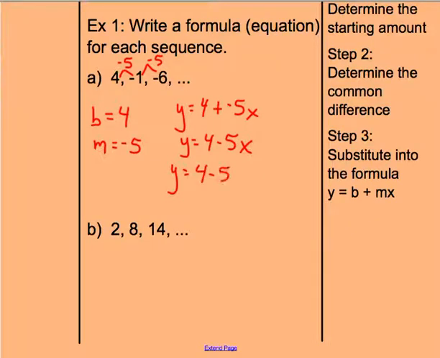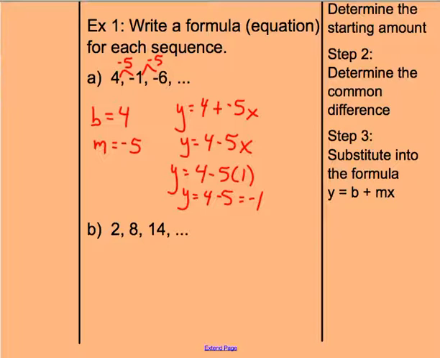So let's say we substitute 1 for x. 4 minus 5 is -1, which, looking at our sequence, looks like it's the second term, but our first term was the 0th term. Our starting term is at 0, and then the next term is term 1. So that's why we would substitute a 19 instead of a 20.